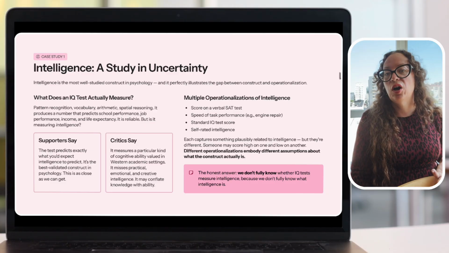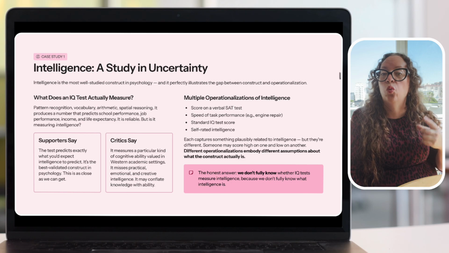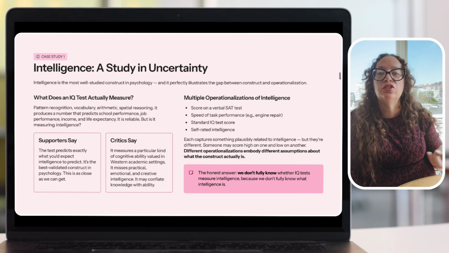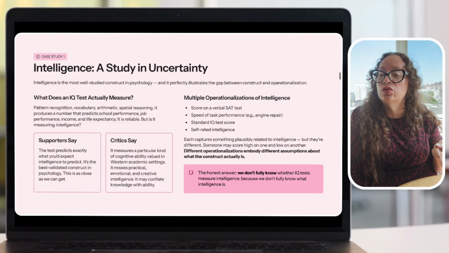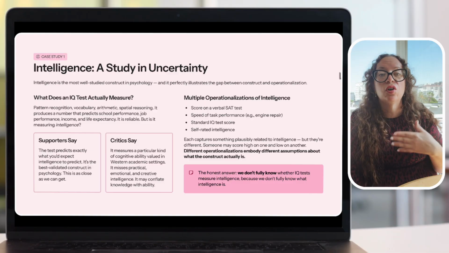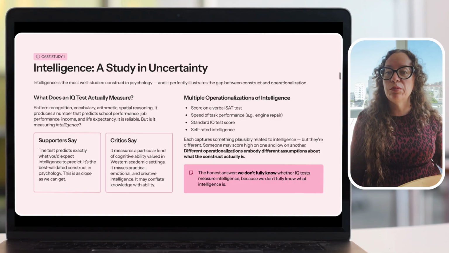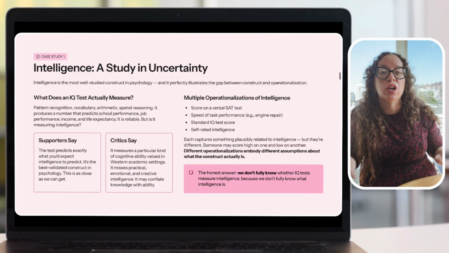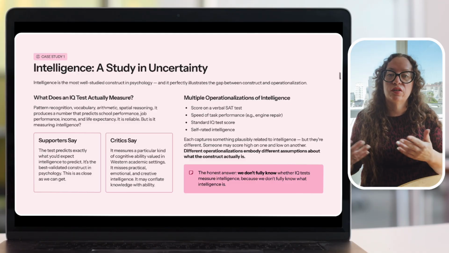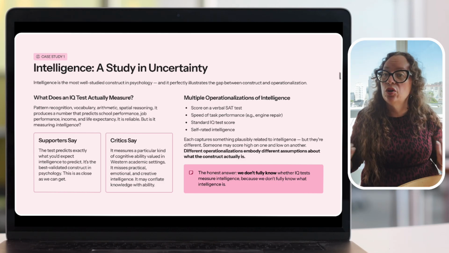The same construct can be operationalized in different ways. Take intelligence. You could operationalize it as 1, a score on a verbal SAT test, 2, speed of task performance, how fast can you repair an engine, for example, 3, the standard IQ test score, 4, self-rated intelligence, just ask people how smart they think they are. These are all plausible operationalizations of intelligence. They all capture something that might be related to what we mean by intelligence, but they're different. They measure different things. Someone who scores high on the verbal SAT might score low on engine repair speed. Someone who rates themselves as highly intelligent might have a mediocre IQ score.